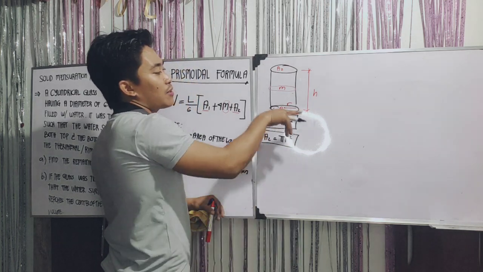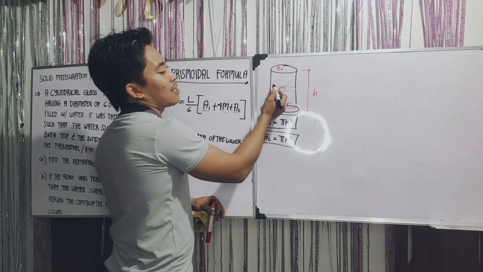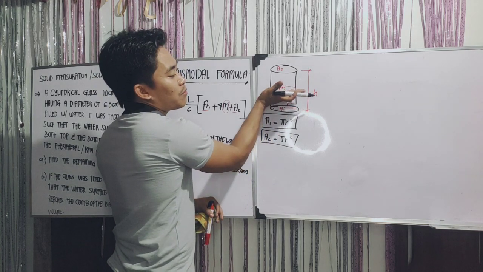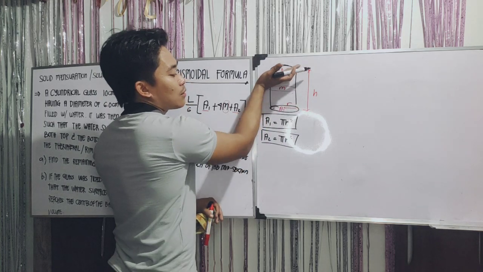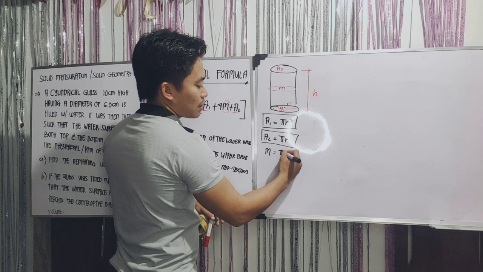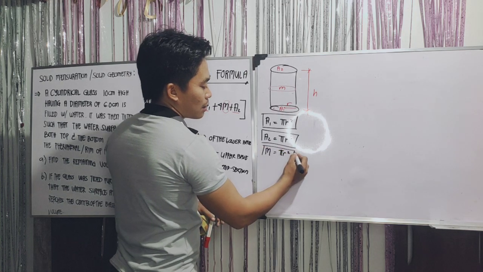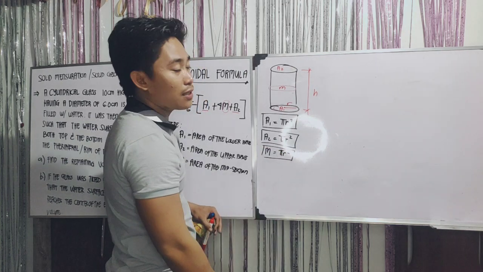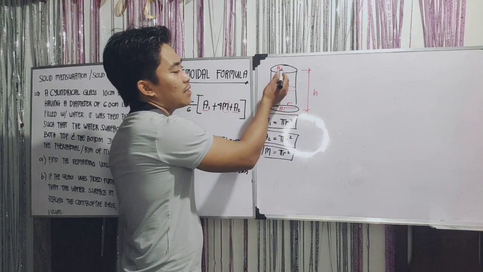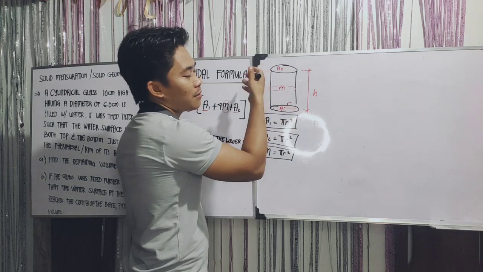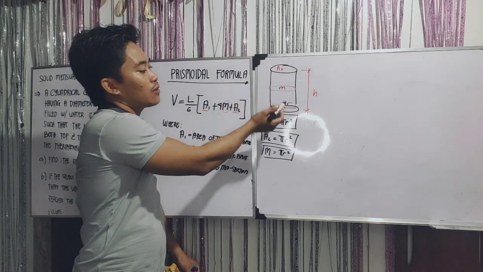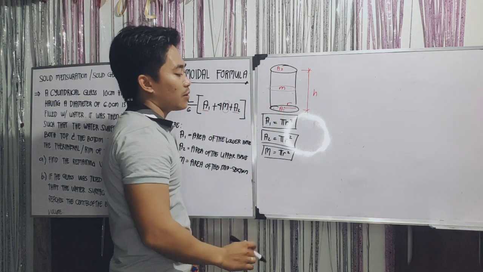Lastly, how about this M? Again, the area of the midsection, since it is just a cylinder, your M is just equal to A1 and A2. M is the area of the midsection, which is again just the area of a circle. You may ask, sir, what if I interchange A1 and A2? That's okay, it has no effect. Even if you reverse them, let's say you make this A1 and this A2, there's no problem.